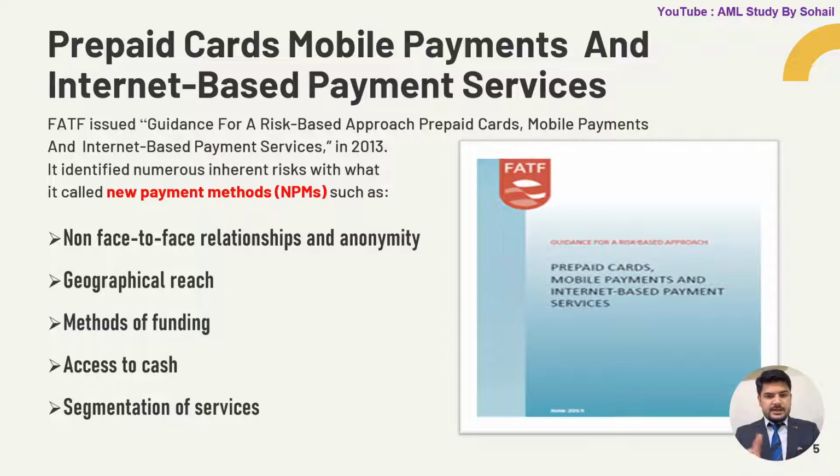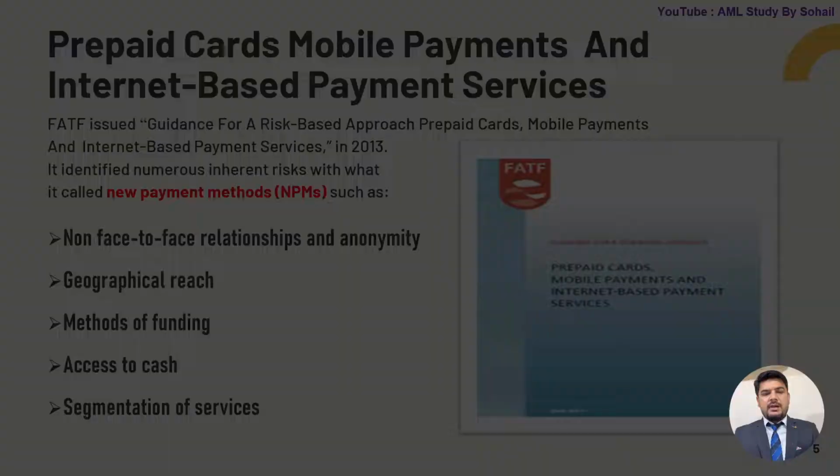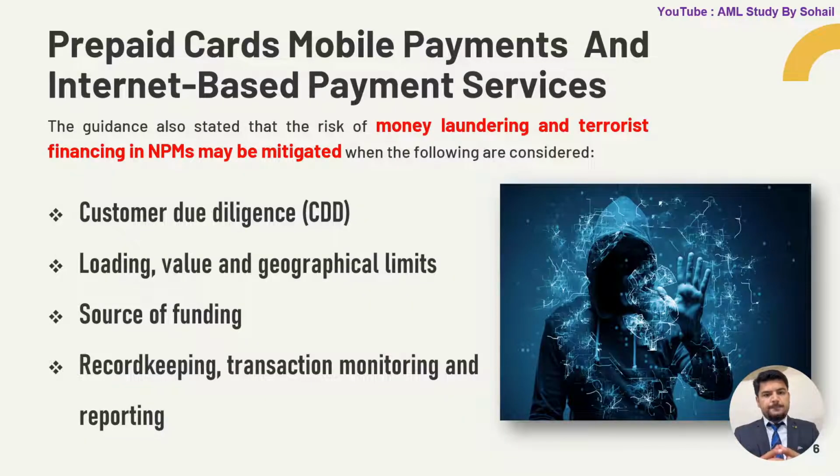Access to cash, of course; in the previous slide I explained access to funds. So FATF explained this is also vulnerable. Segmentation of services, this one is also a risk for new payment methods. So how can we counter these risks? The guidance also stated that the risk of money laundering and terrorist financing in new payment methods may be mitigated when the following are considered.